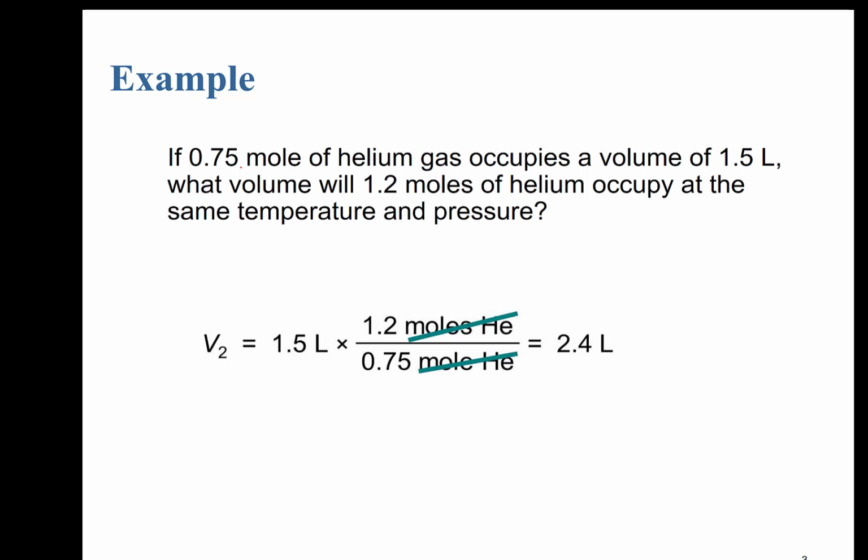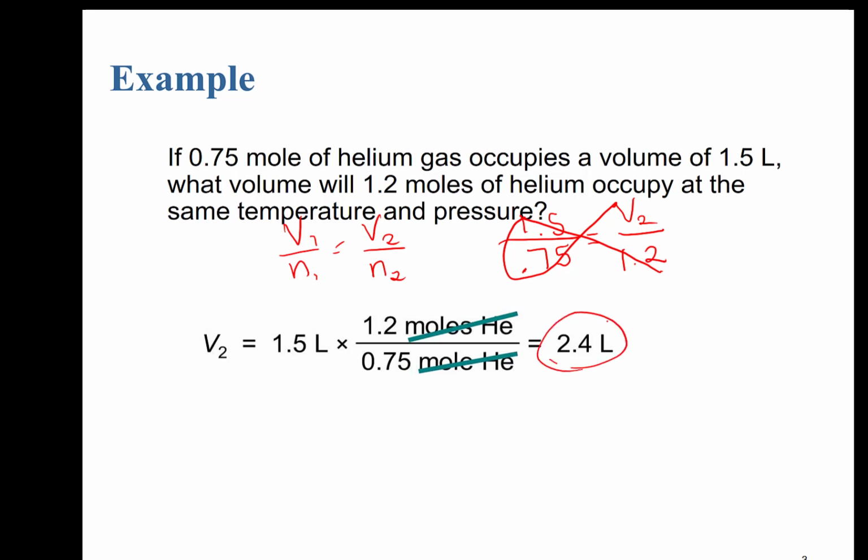So here's an example. I'm going to set mine up. V1 over N1 equals V2 over N2. And I have 0.75 moles, so that's my N1, that occupies 1.5 liters. And what volume will 1.2 moles occupy at the same temperature and pressure? So this is going to be V2. So cross multiply and then divide. So I'm going to take 1.5 times 1.2, and then divide by 0.75. And each one of these has two significant figures, so my answer is going to have 2.